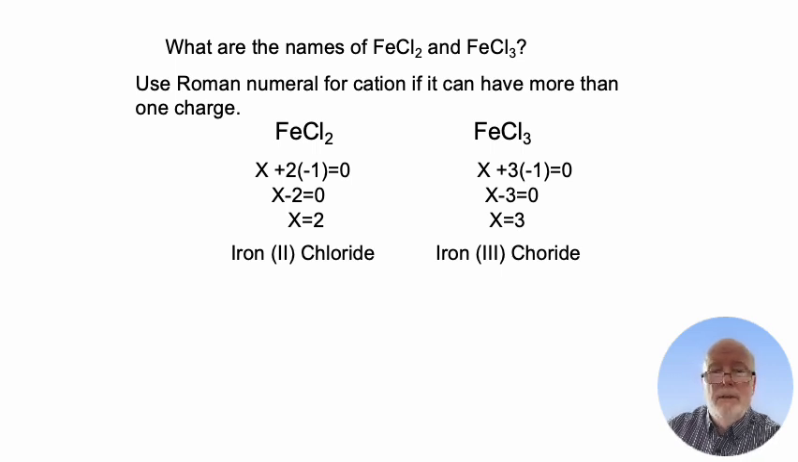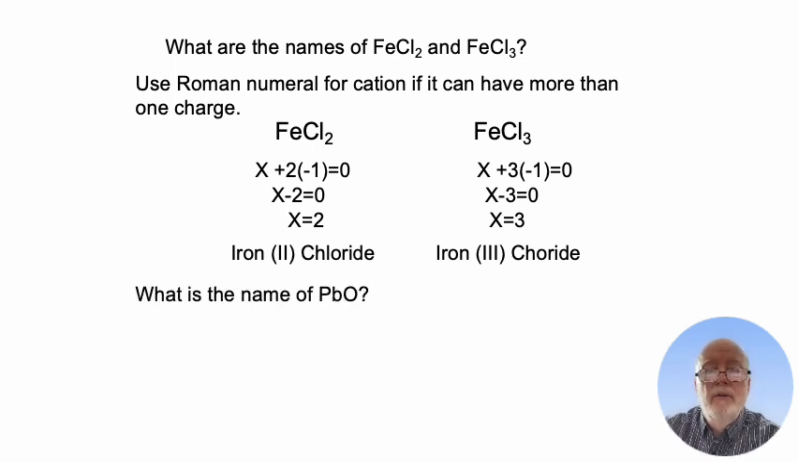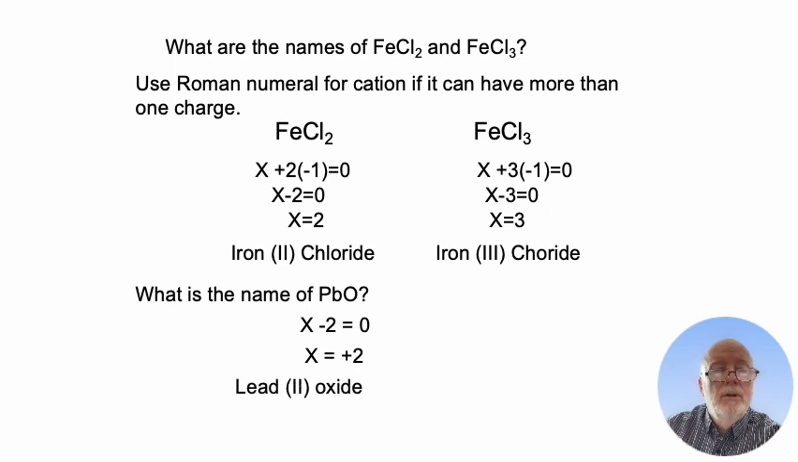Okay, what about this one? What is the name of PbO? Now, you might think, well, I don't know, lead, is that one of those metals? If you looked it up back in that chart that I gave you earlier, you'd see, yeah, that's true. So what do we have then? We have X for the lead. Look up the oxide, that's -2. Therefore, that's +2, and this is lead 2 oxide.